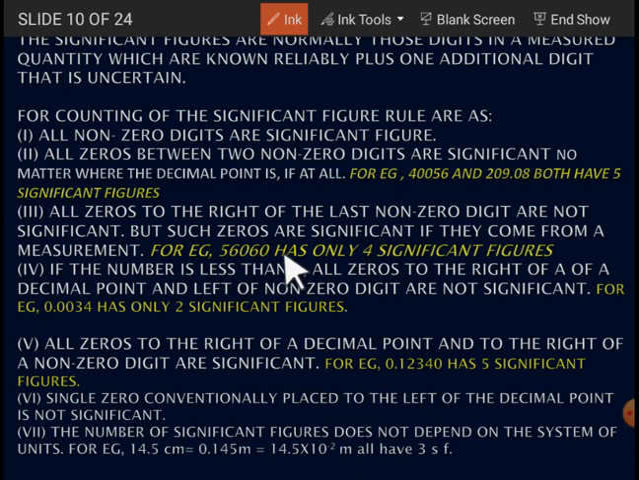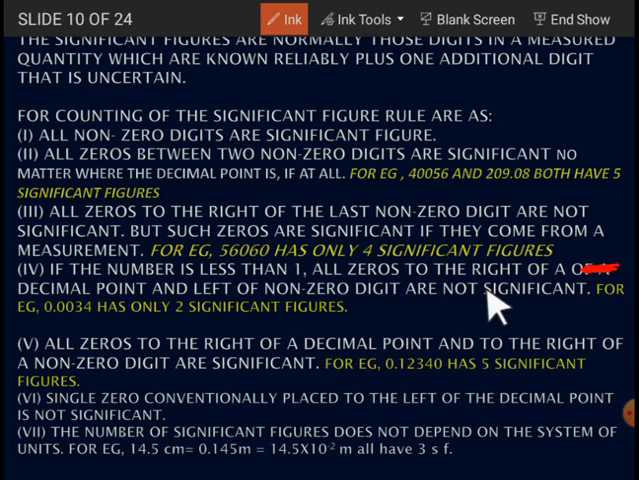Yes, next. If the number is less than 1, that means it will be 0 point something like that, right? All zeros to the right of a decimal point and left of the non-zero digit are not significant. In my typing here, some mistake is there. You need to say it like this: all zeros to the right of a decimal point. The word "of a" is repeated, so you remove one.